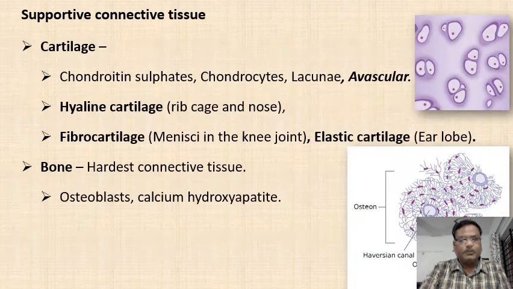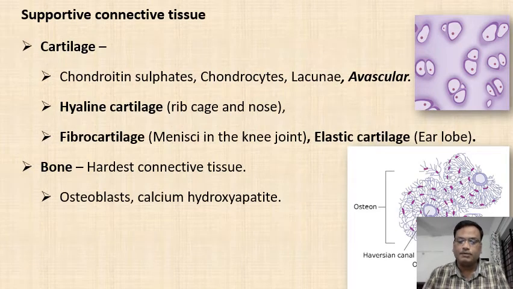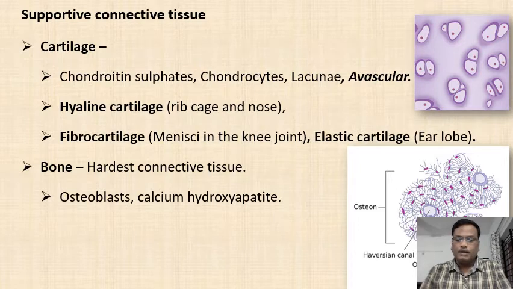This kind of elastic nature of our skin is mainly due to the presence of this dense irregular connective tissue. Now let's move on to the next type of connective tissue, that is supportive connective tissue. There are two examples under this. One is cartilage, and the second one is bone.